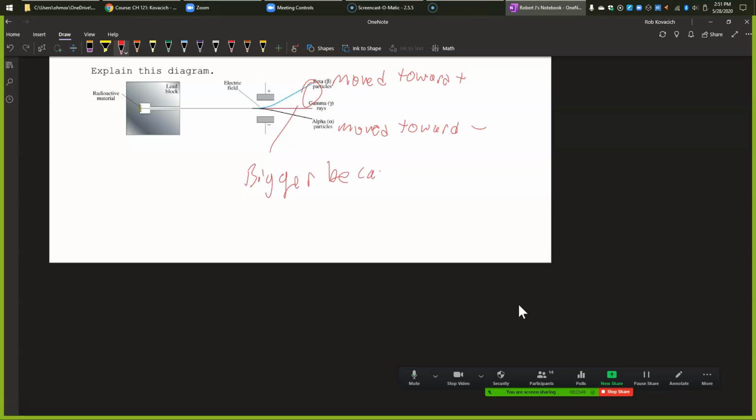The alpha particles are bigger, because I think we said 7,400 times. Or was it 7,200? Yeah, it was 7,200. Okay, that's fine. Sorry. No worries. And then this is not charged, so it's not going to be affected by an electric field.